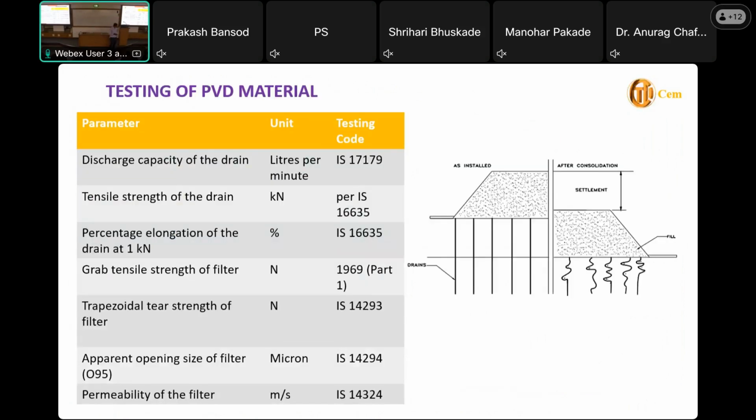This is the basic testing methodology. What do the PVDs need to be checked for? What tests have to be done? And this is one thing that will happen. You need to see the drains as installed, and after settlement the drains will be like this. So keep in mind that whenever we do the tests, when the drains are cleaned, the discharge needs to be taken care of at that time. The straight portion discharge will be very high anyway, but after settlement or during settlement, it will have a kink. So that kink portion needs to be taken care of.